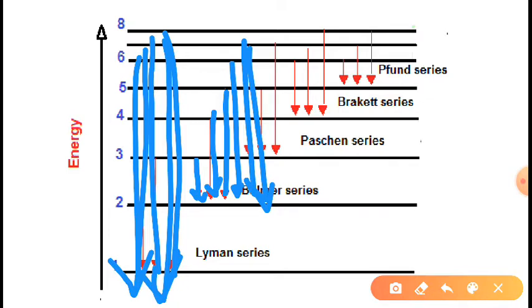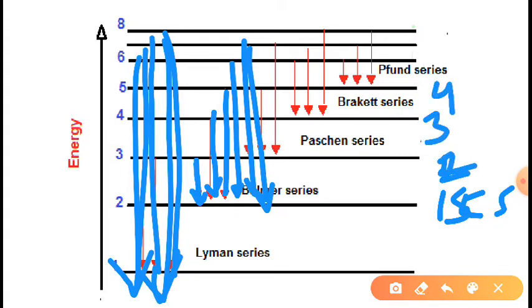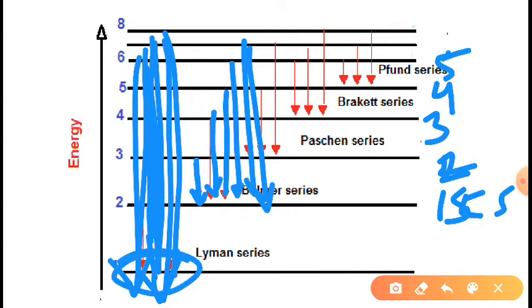Now if it is jumping to the first excited state. Suppose this is the first excited state, this is the second excited state, third, fourth, and fifth. So if it is jumping from infinity, or from 8, or from 7, or from 6 to 1, here 1 in the ground state, then the series that will be generated is called the Lyman series.